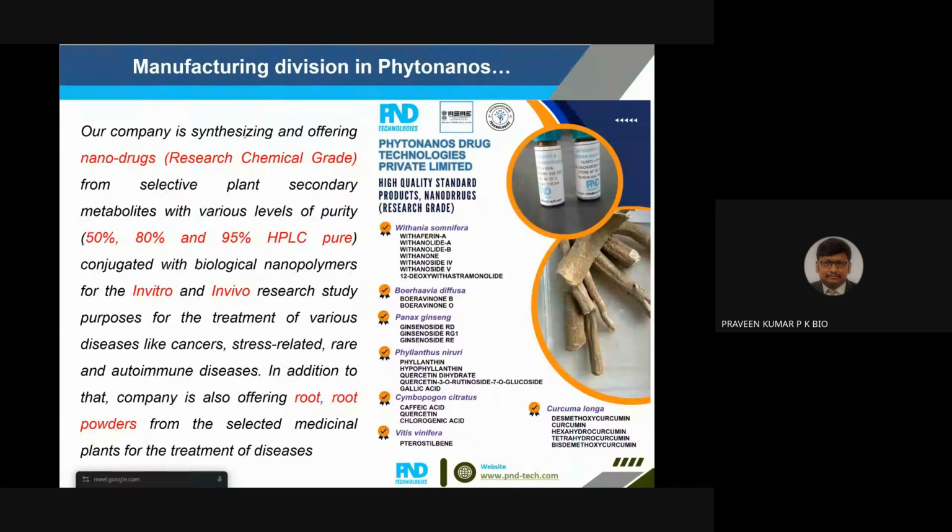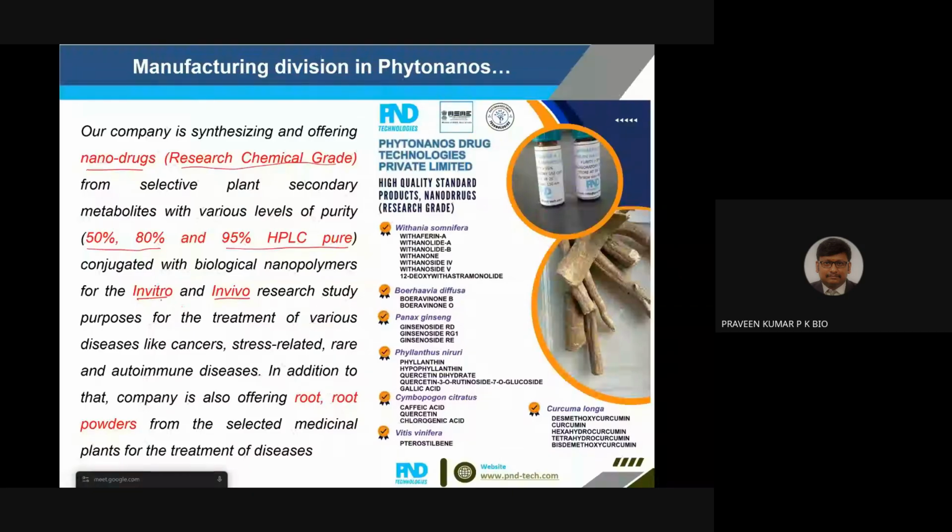So, we are synthesizing and offering nanodrugs of various levels of purity: above 50 percent, above 80 percent, and above 95 percent HPLC pure. If the prices are not affordable for procurement to undergo research, whatever we are selling, these phytochemical compounds, secondary metabolites, are in research chemical grade. It means that we can use these kinds of products up to checking in vitro and in vivo experiments.